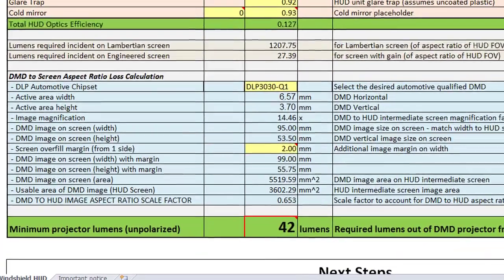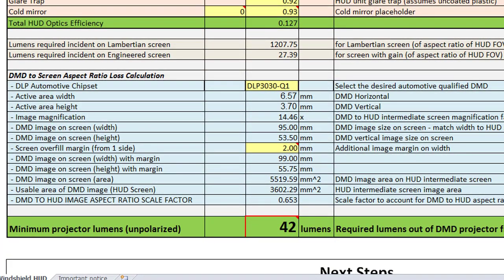The DMD to screen section shows many calculated parameters specific to the display chipset used in the PGU. By choosing a different automotive chipset, image characteristics are recalculated and the lumen requirement is updated.